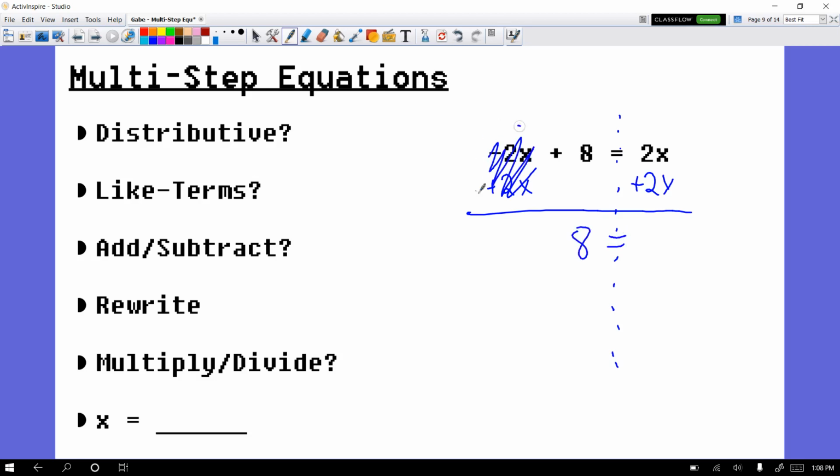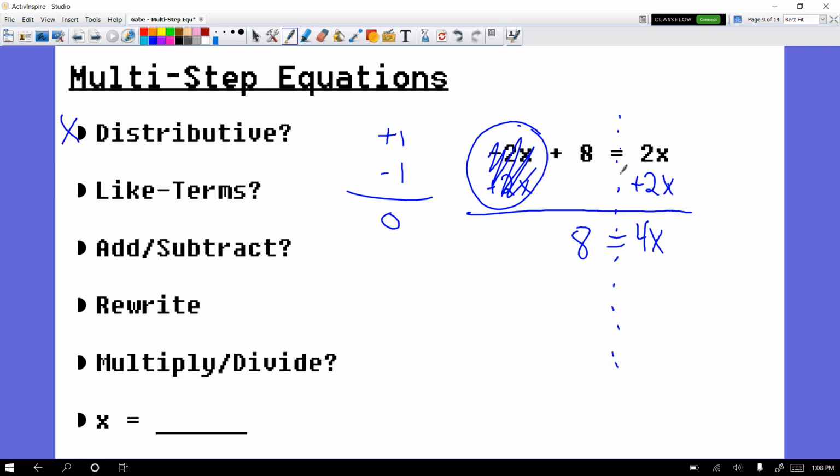And this right here is called creating a zero pair. Like if I did plus 1, negative 1, that equals 0. Anytime you add opposites, it turns into a zero pair because it's a pair of the same thing, but opposites, so they always equal 0. 2x plus 2x is 4x. One-step equation.